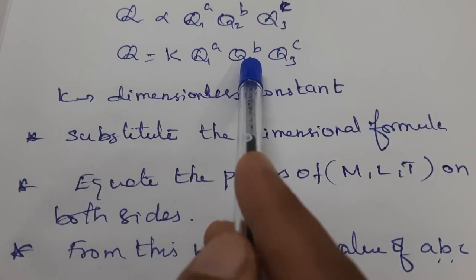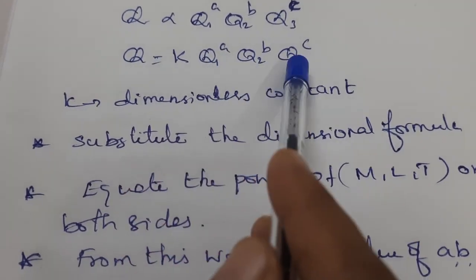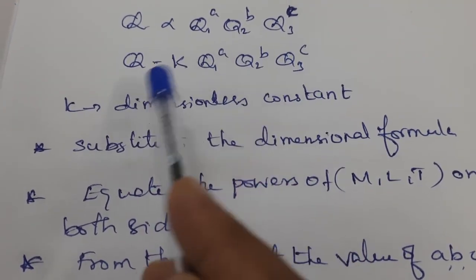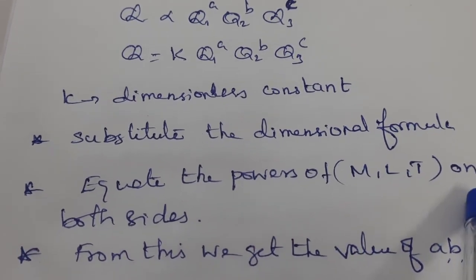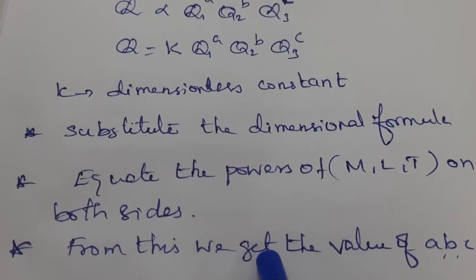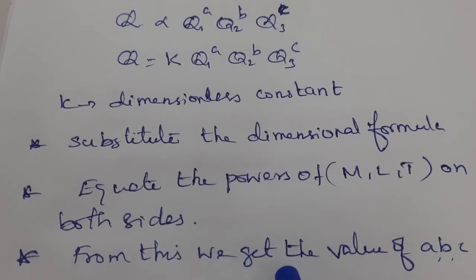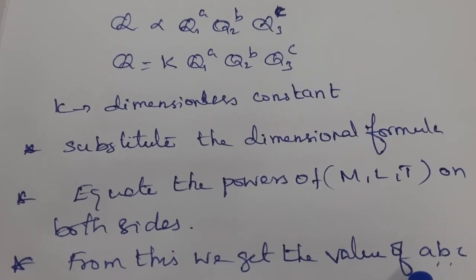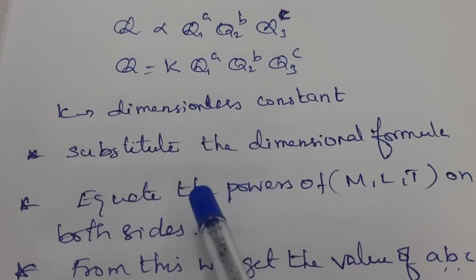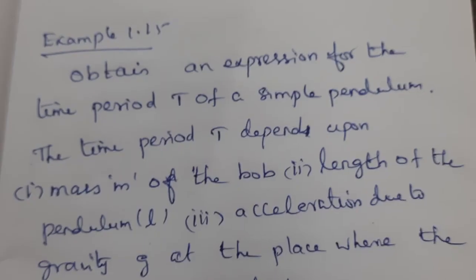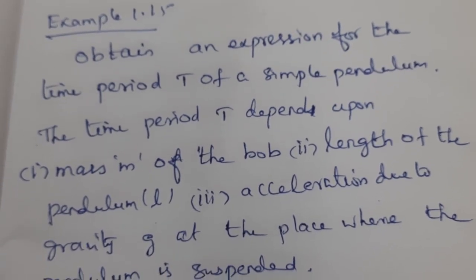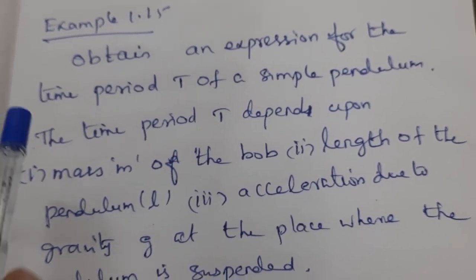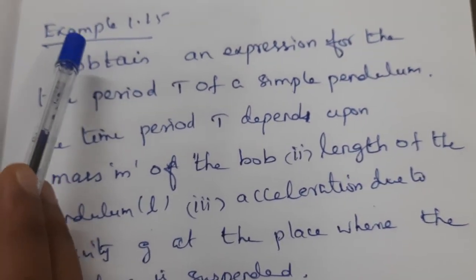So what is the first step? First step, apply the dimensional formula for all the quantities. Second step, equate the powers of M, L and T on both sides. Then last step, by solving the equations, we will get the values of A, B, C and we can find the relations among the given quantities. Listen to the example related to the third use of dimensional analysis.